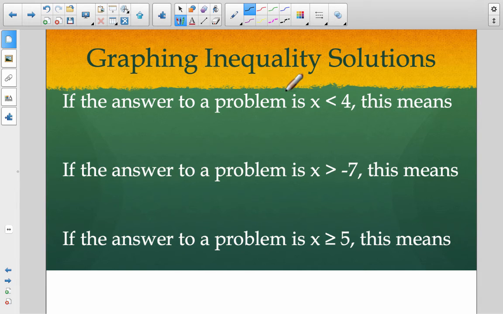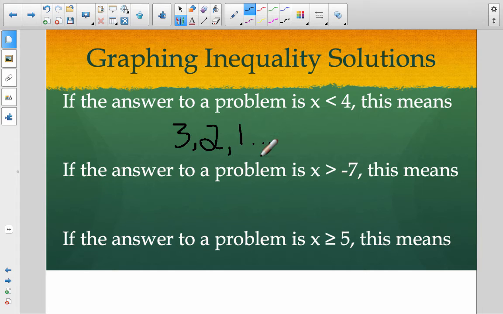So, at the very top of page C, it says if the answer to a problem is x is less than 4, what does this mean? This means that x could be 3, it could be 2, it could be 1, it could be 0, it could be negative 1, so on and so forth. Any value that's less than 4.